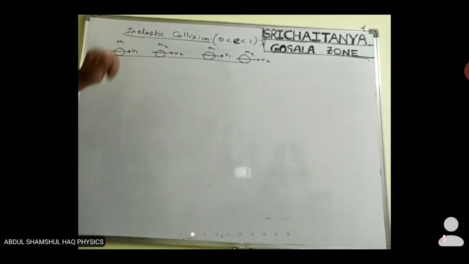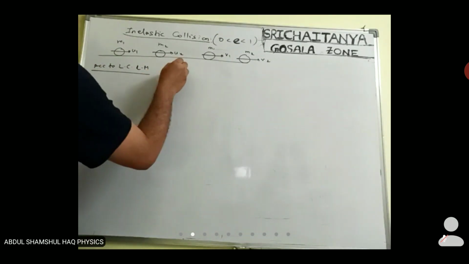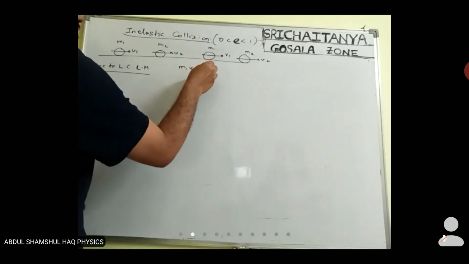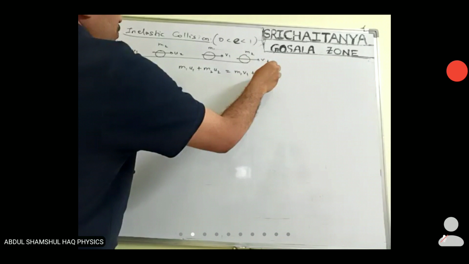In this case, students, momentum is always going to be conserved according to the law of conservation of linear momentum. According to the law of conservation of linear momentum, we can say that m1 u1 plus m2 u2 equals m1 v1 plus m2 v2.